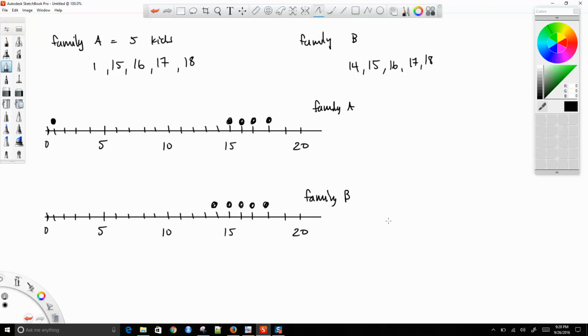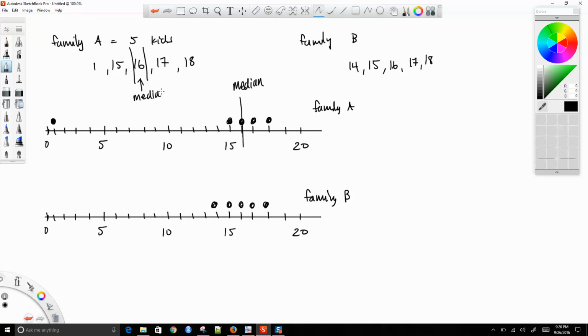Okay, if we want to calculate the median, where is the median for family A? The median is at 16, right? So this is the median, and we have 2 that are bigger, 2 that are smaller, and 1 equal to the median. Okay, so I can just kind of split this. 16, this is the median.